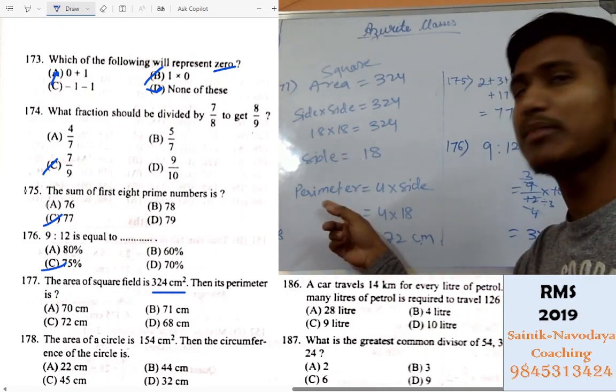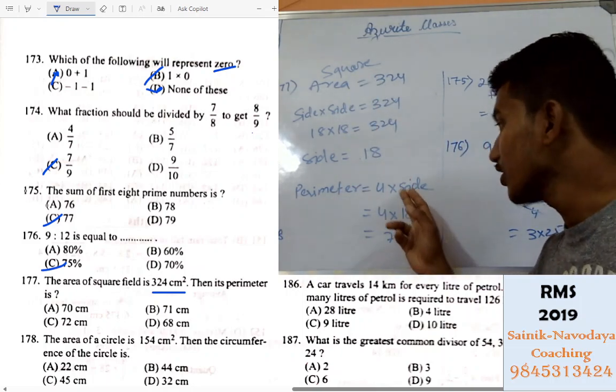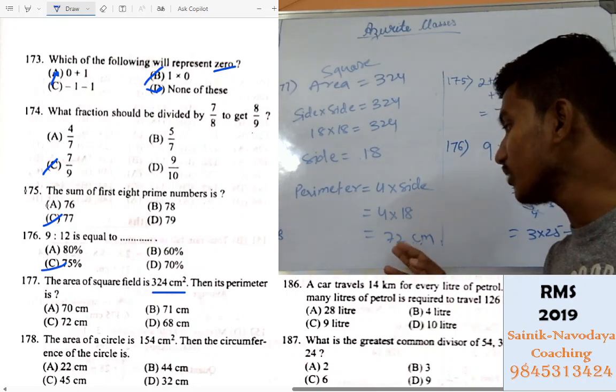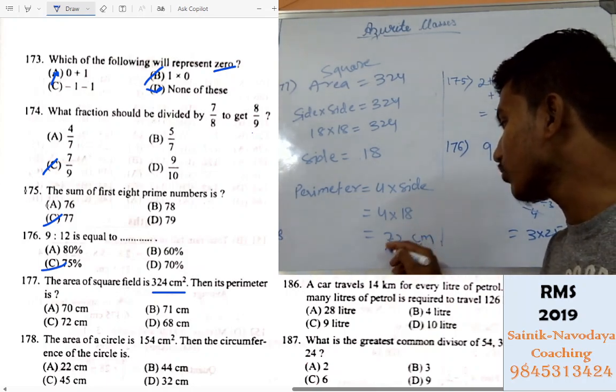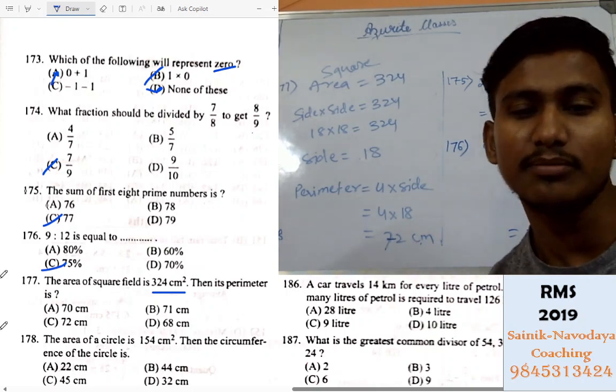Now we have to find the perimeter. How do you find the square perimeter? 4 times side. So 4 into side. So 4 into 18, if you do, how much answer will you get? 72. How much? 72. 18 4s are 72. So the option is option C. Okay now? Okay, good.